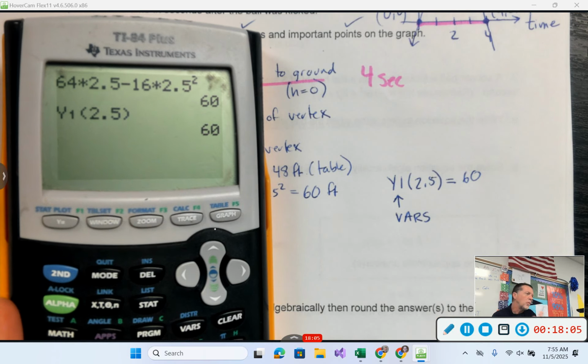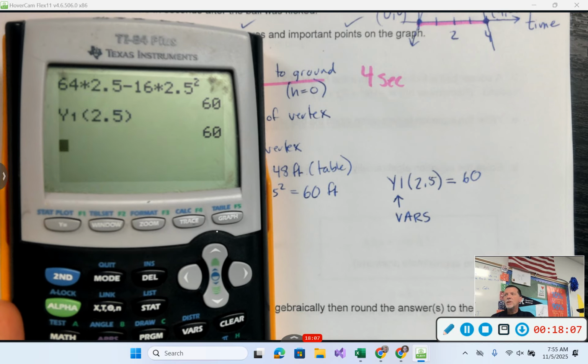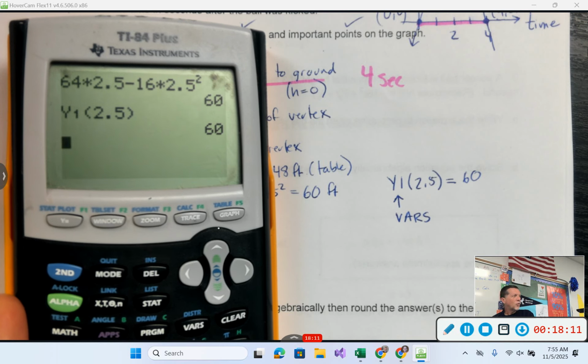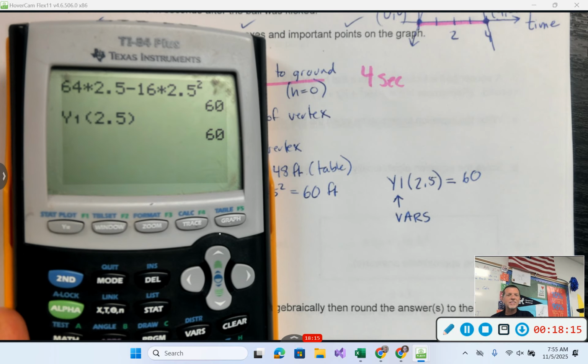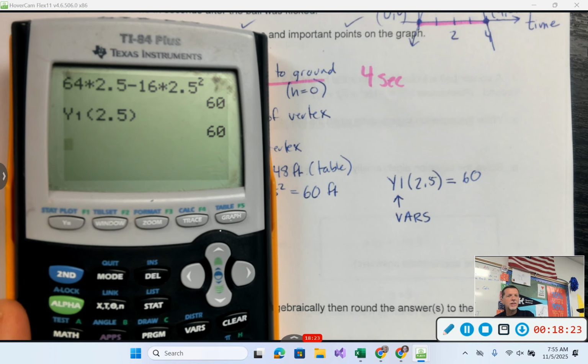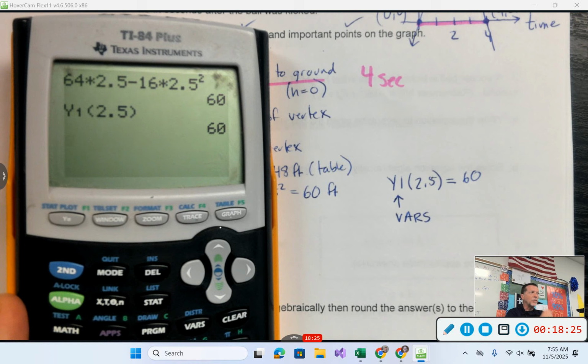Especially, again, this one wasn't a bad function, so not hard to plug it in. And plugging in 2.5 wasn't that big a deal. But if you had a really long function and you wanted to plug in 4.78256, you don't want to be typing all that stuff. You want to do y1 of 2.5. So you're back on the main screen. I'll do it one more time.